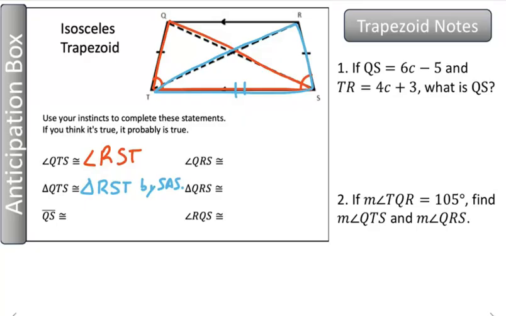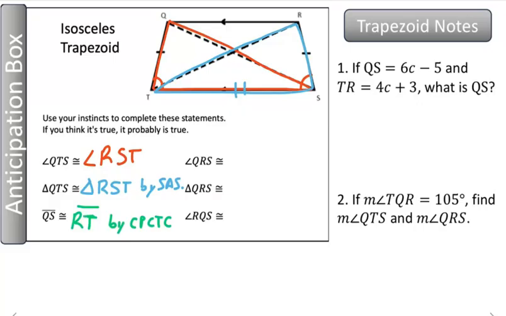All right, if those two triangles are congruent, then that means segment QS is going to be congruent to segment RT. So QS is first and last in the congruent statement. RT is first and last in the congruent statement. So those two segments are congruent by CPCTC. Corresponding parts of congruent triangles are congruent.